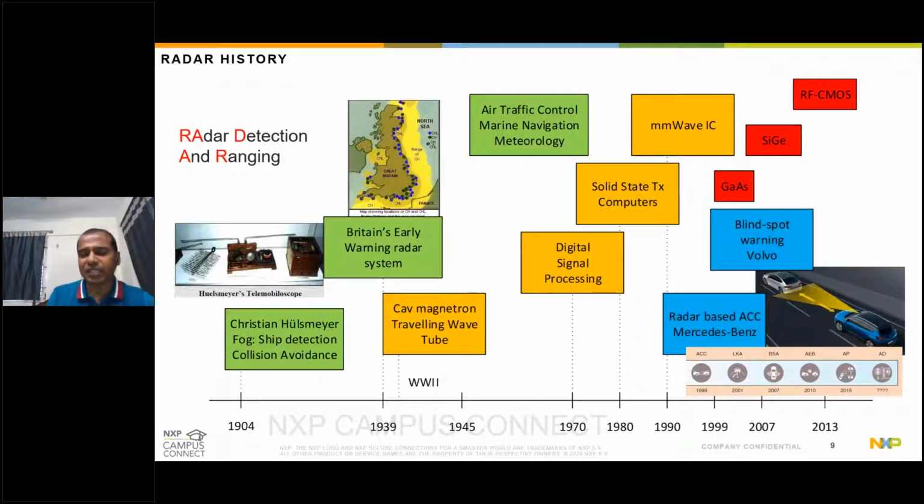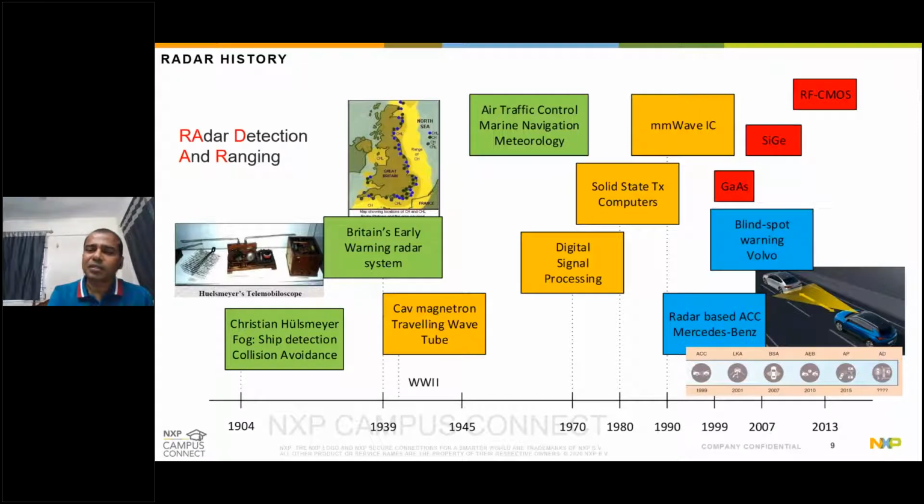Later, in the 1970s, signal processing and solid state computers arrived. As the technology moved towards solid state, we were able to integrate the radar into a system on chip. That is where the engineering community started using radar inside automotive vehicles.